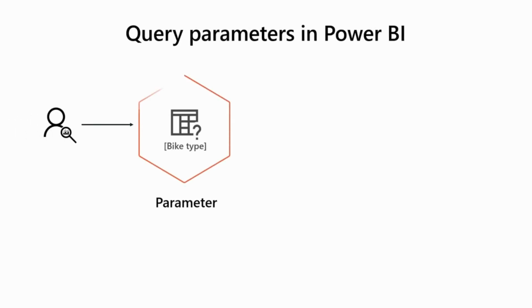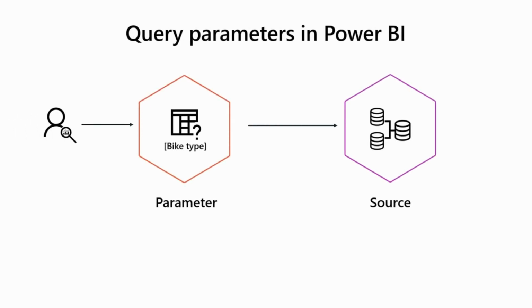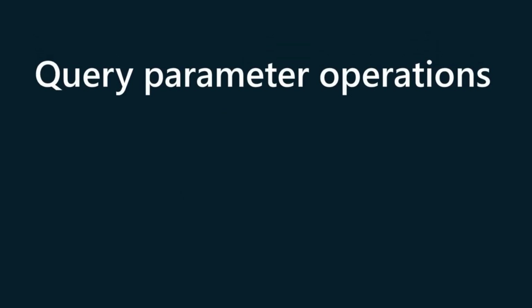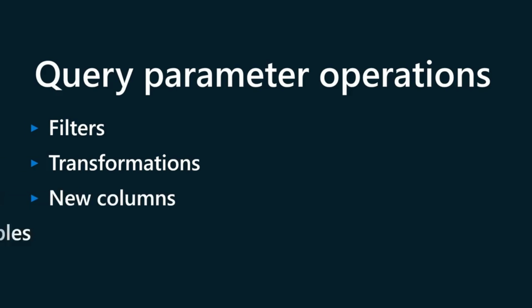Query Parameters in Power BI is a powerful feature that allows users to input a value, which is then used in the data retrieval process from a data source. Essentially, it's a placeholder for information that can change. The query parameter can be used in various operations, such as filters, transformations, or creating new columns and tables.